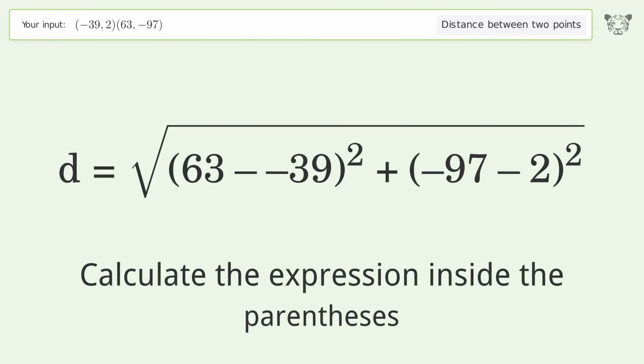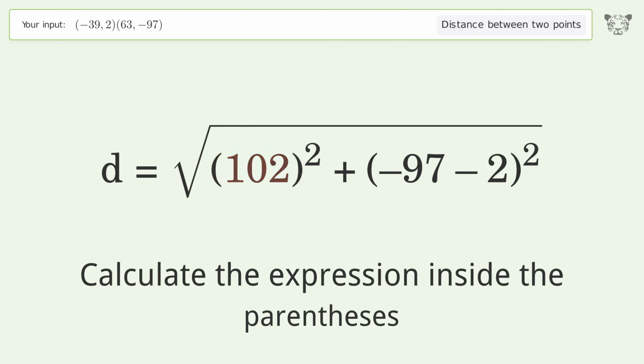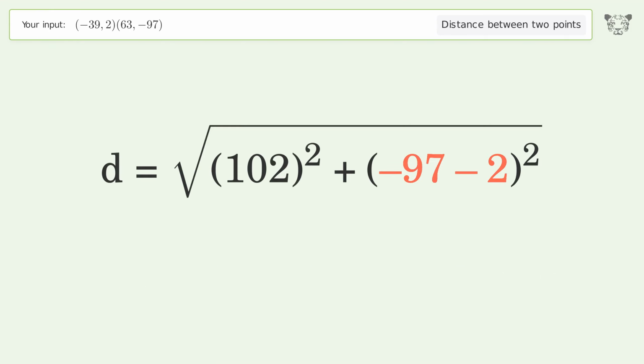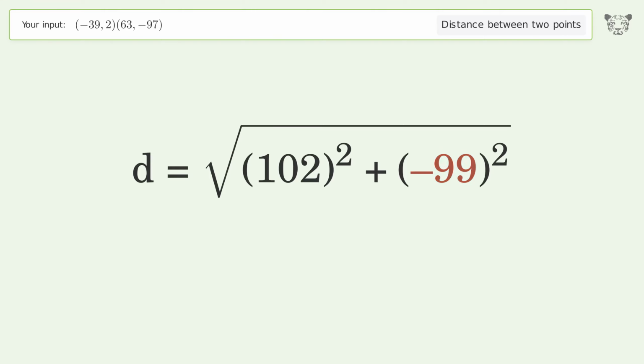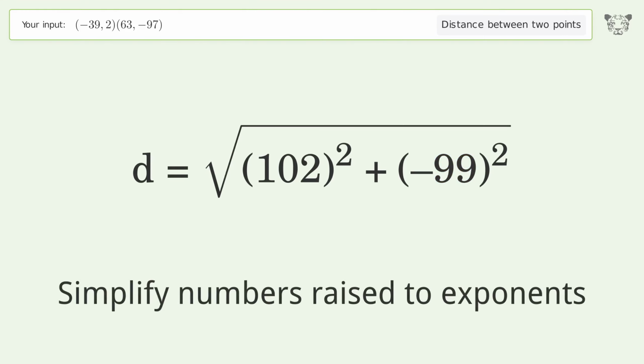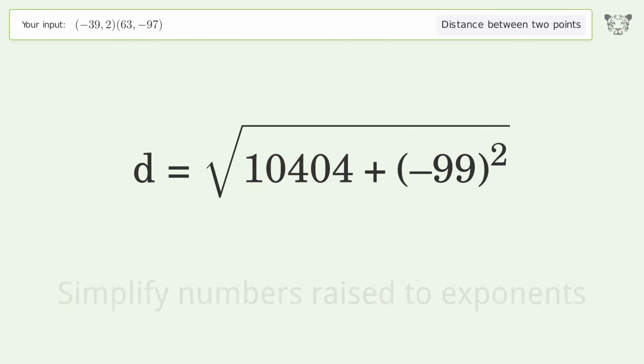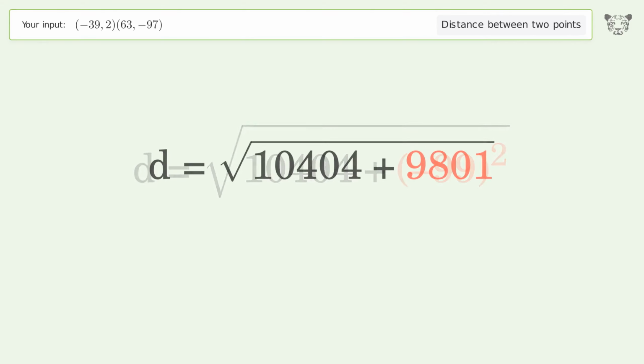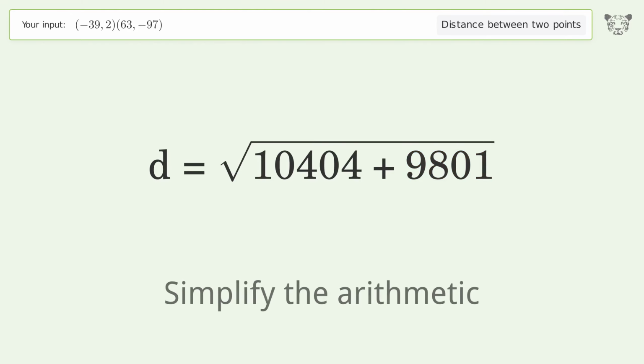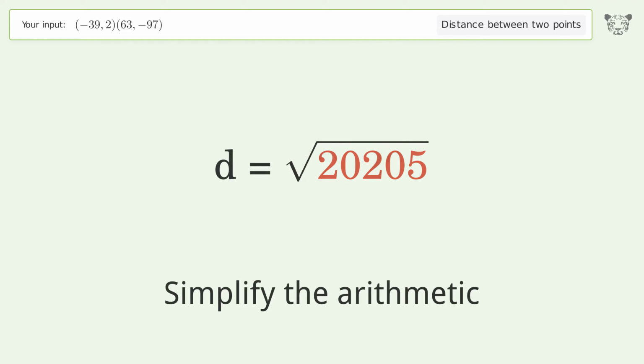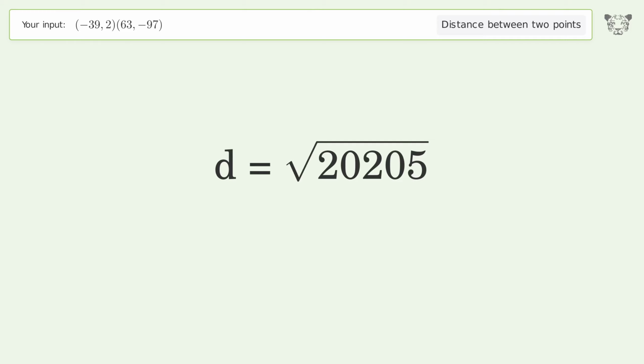Calculate the expression inside the parentheses. Simplify numbers raised to exponents. Simplify the arithmetic. And so the distance between the 2 points is the square root of 20,205, or 142.144.